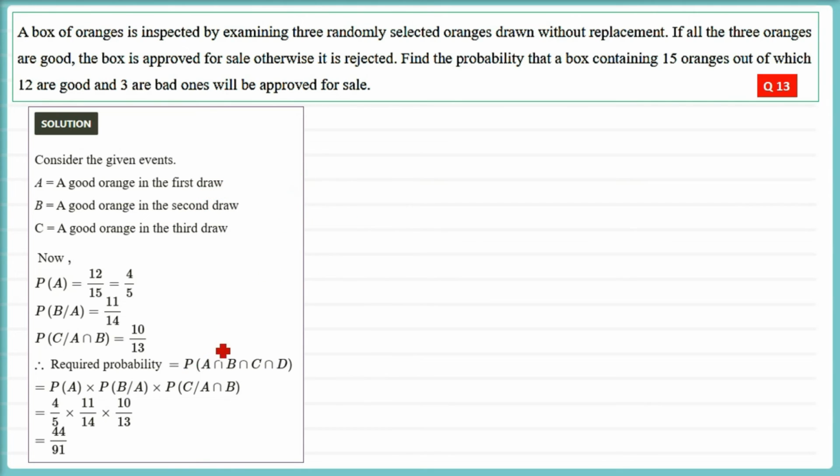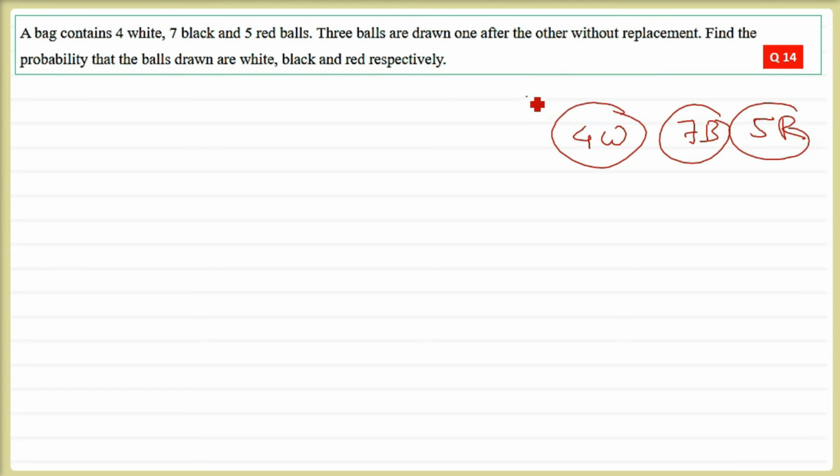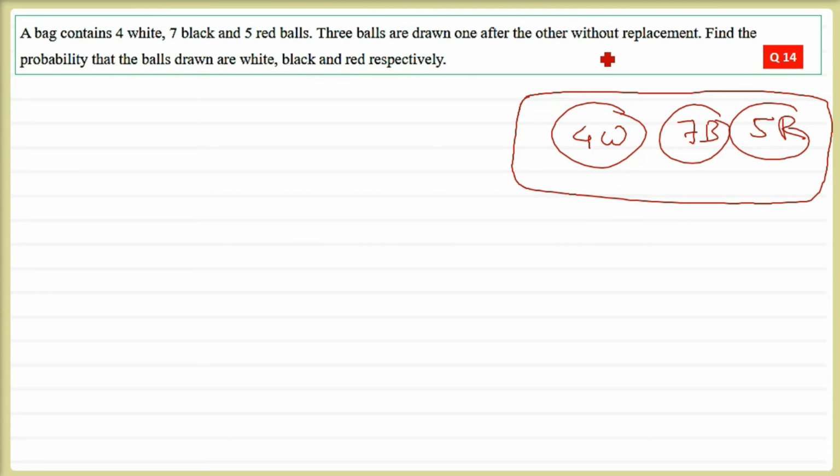A bag contains 4 white, 7 black and 5 red balls. So 4 white I am making now, 7 black and 5 red balls. 4 white, 7 black and 5 red. Now this is inside a box. 3 balls are drawn one after the other without replacement.